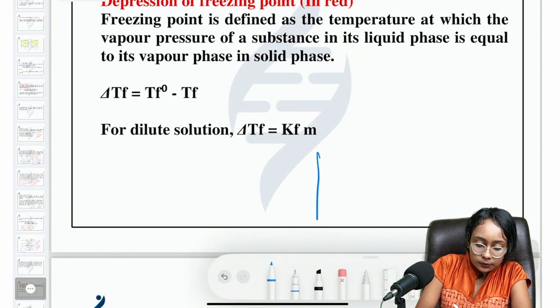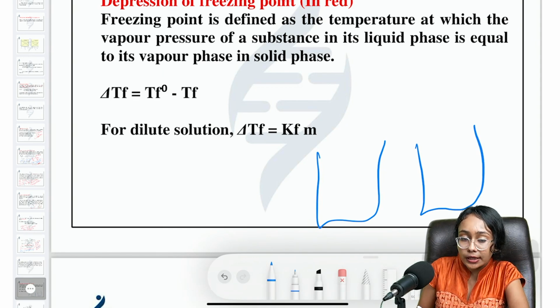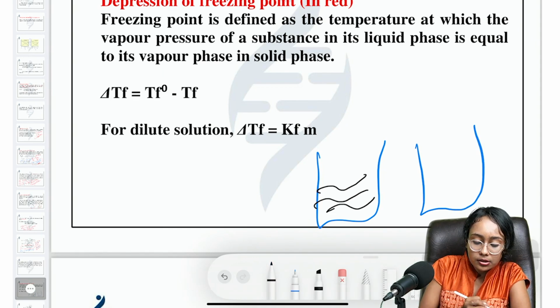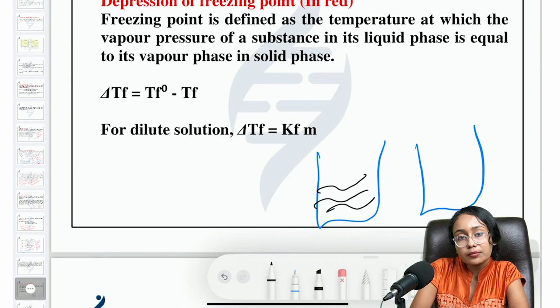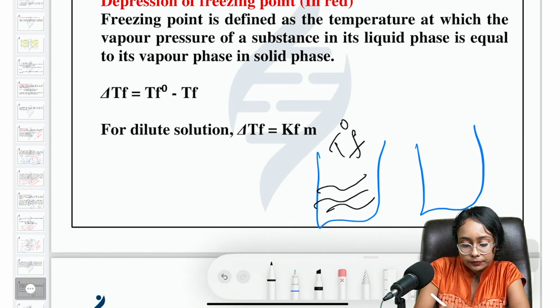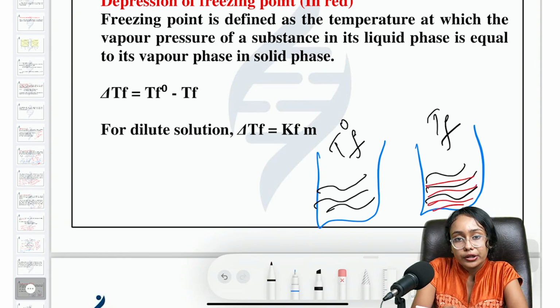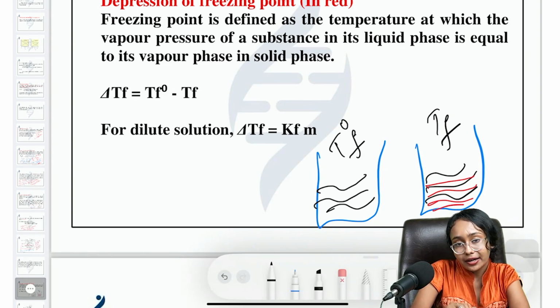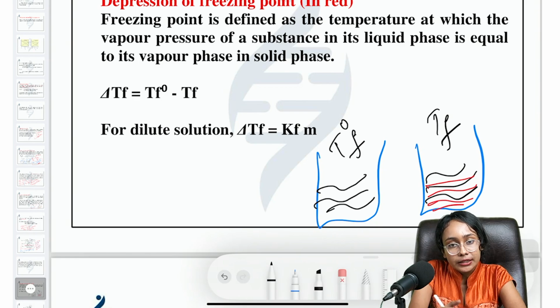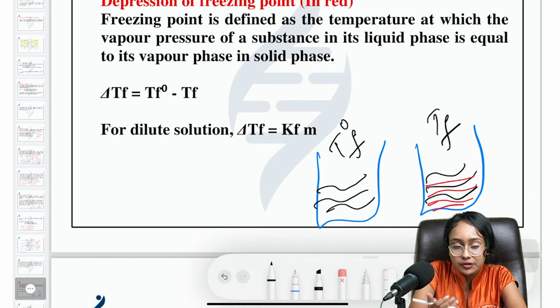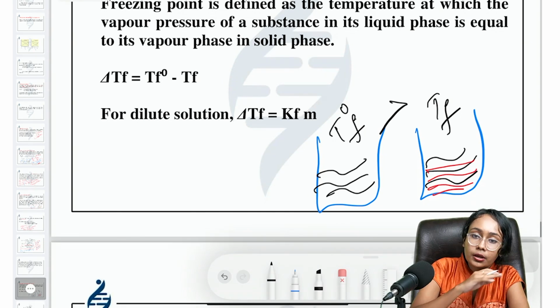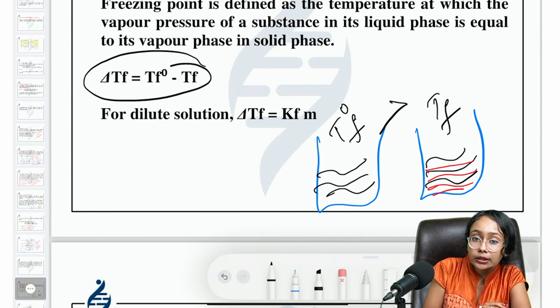As we did earlier, take two containers. I'm having a component here and the freezing point of the first substance in first container is T naught F. I'm having a mixture of A and some other component in the second container. And the freezing point is TF. So which will be higher? Which is easier to freeze? TF is higher or T naught F is higher? Yes, obviously T naught F is higher. T naught F is higher than TF. Okay, so from that relation we got delta TF equal to T naught F minus TF.